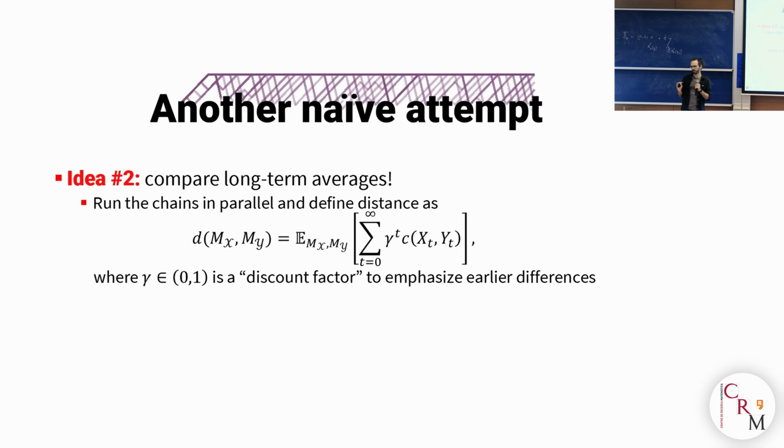Now, the second idea can be the following. And this is a little better, but still not going to be perfect, I can already tell you. So I can just take two independent realizations of the chains, and I can run them out to infinity, and I can compare the costs. I can sum up the costs from 0 to infinity with some weighting to make sure that I get a finite number. This gamma is a so-called discount factor that is somewhere between 0 and 1 that makes sure that this sum is finite.